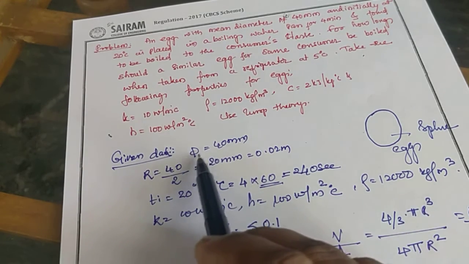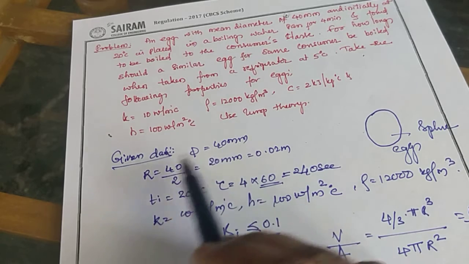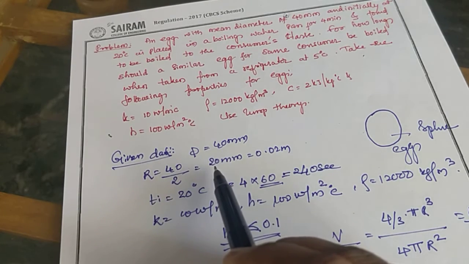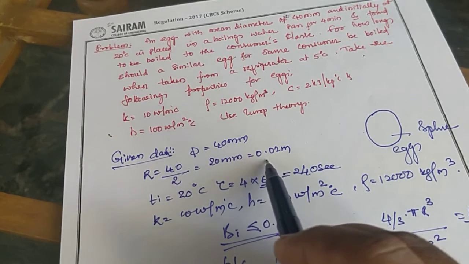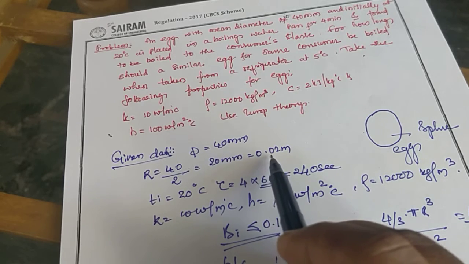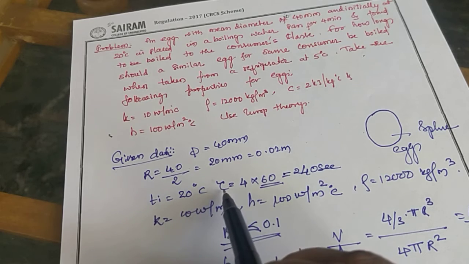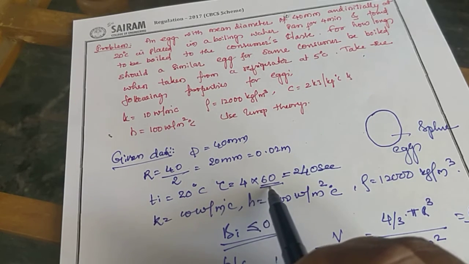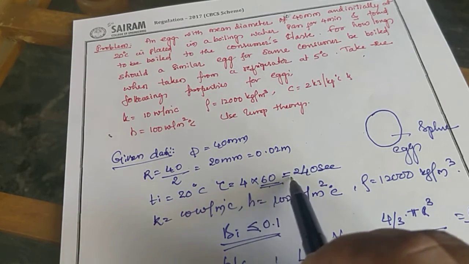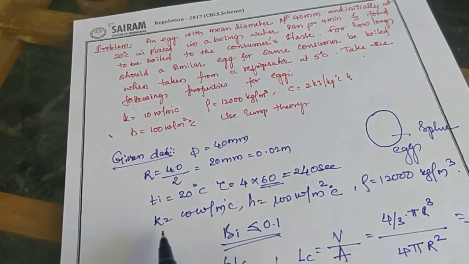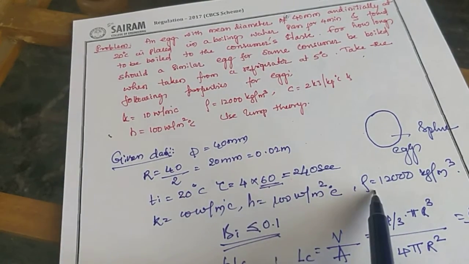Diameter of the egg is given as 40 mm. If you want to calculate its radius, it becomes 20 mm, and we have to convert into meter, that is 0.02 meter. And the initial temperature of the egg is 20 degrees centigrade, and time is given as 4 minutes, so we have to convert into seconds, 4 into 60 seconds, that is 240 seconds. And k is given, h is given, and rho is given.